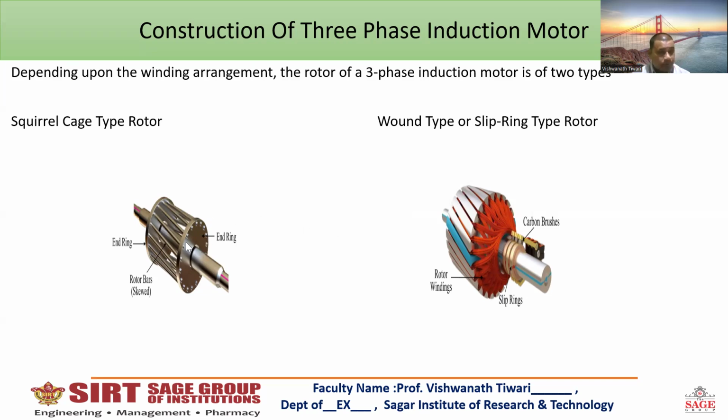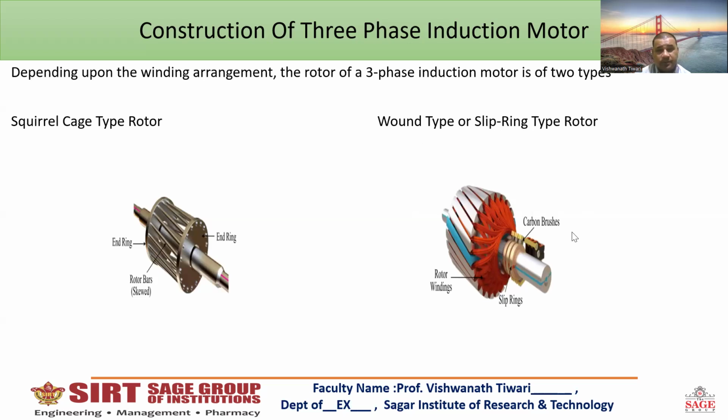Squirrel cage type of rotors have skewing slots, which is used to provide a strong magnetic field and less noise. These figures we have to see. This is called end rings, and rotor bars, and this is the skewing slots.